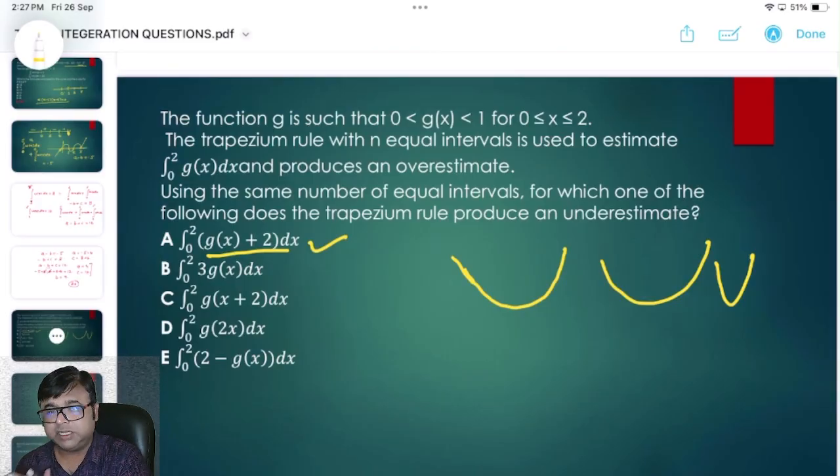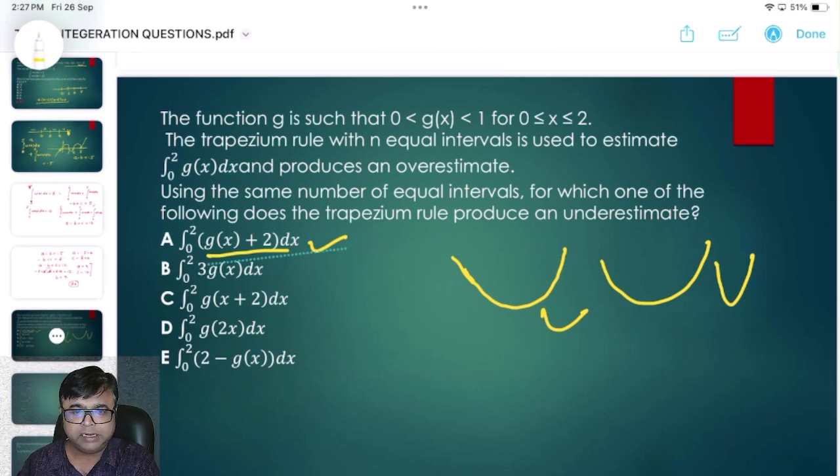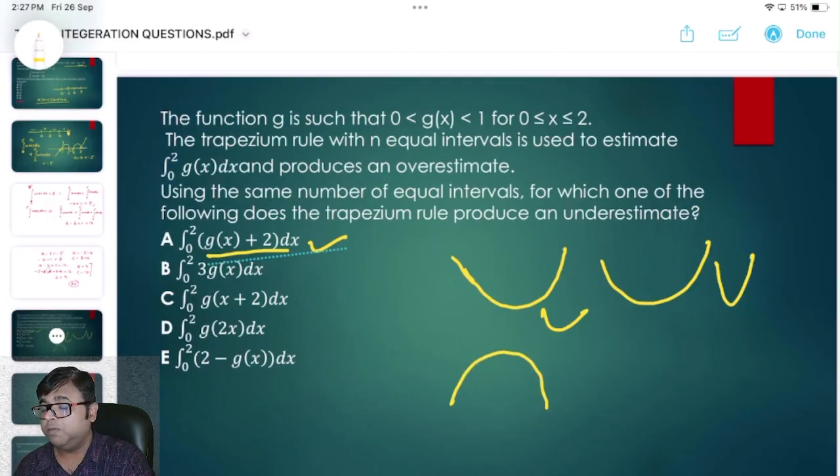Then g of x plus 2 is just a translation in x. It will move to the left, but the shape remains the same. And g of 2x will again be a dilation, so it will not change the shape. The shape will again be a cup shape, so it will be concave up. But the moment I say minus g(x), if g(x) is this, minus g(x) will be this, and if I add 2 to it, again it will go up. So it has become concave down.